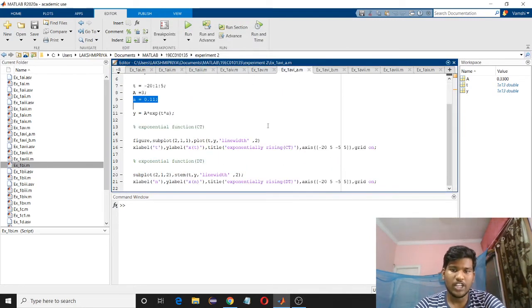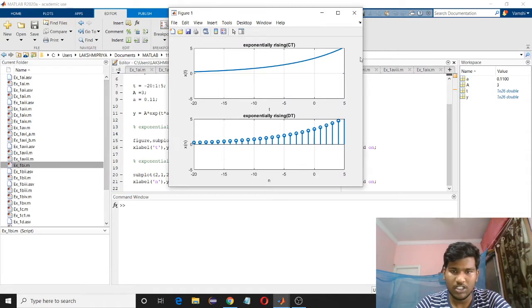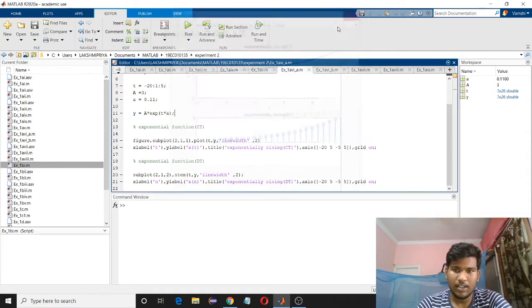Next we are plotting the exponential function y equal to capital A into e power t into a. The decaying and rising of the exponential function depends upon this value. When this is positive, it is a rising function. When this is negative, it is a decaying function. Now I am plotting a rising function, a equal to 0.01, which is positive. So this is a rising function. This is in continuous time signal and this is in discrete time signal.